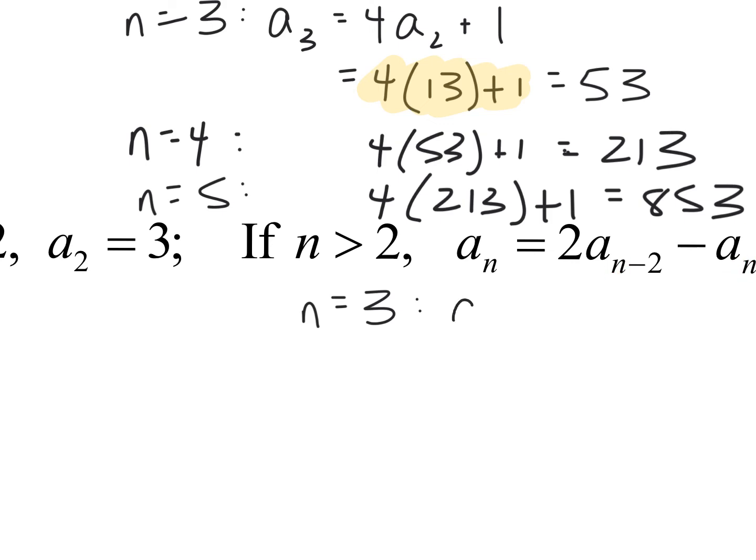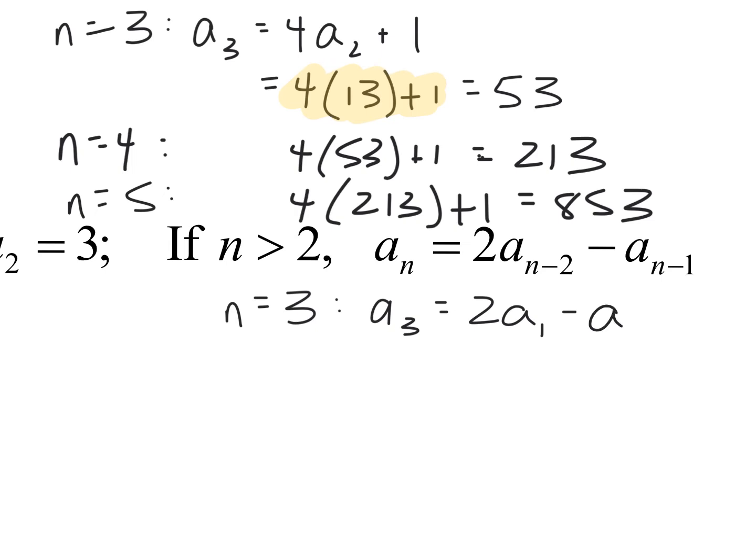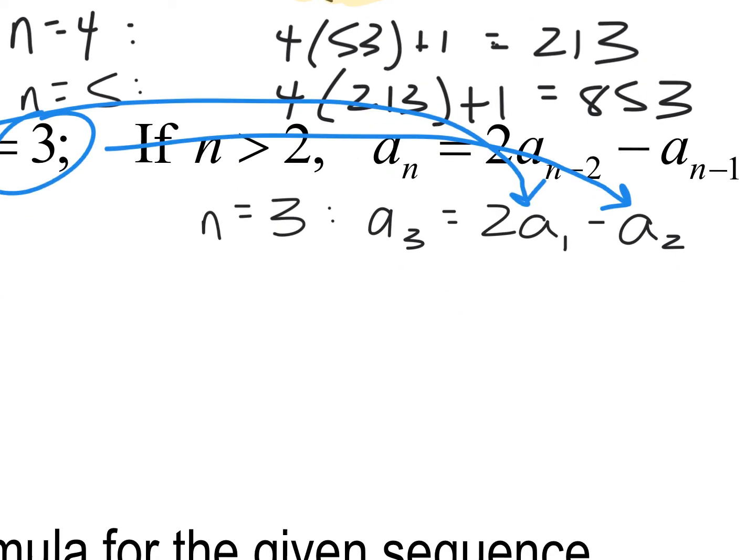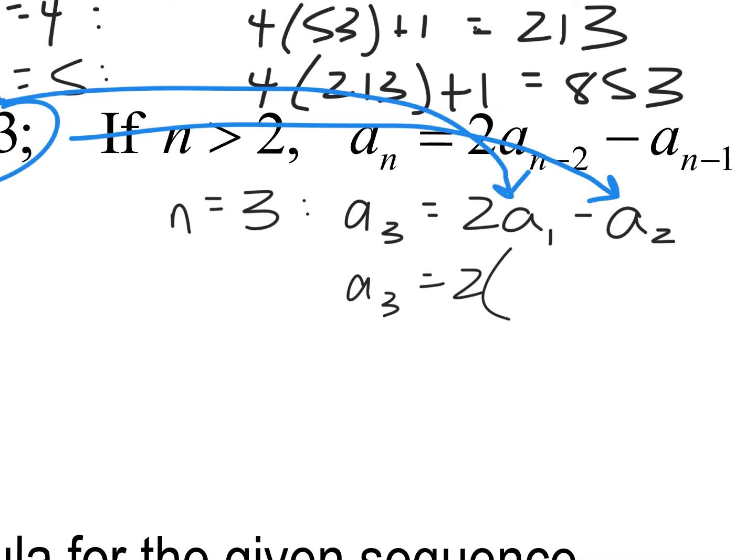So that means the third term, a sub 3, equals 2 times a sub 3 minus 2, which is a sub 1, minus a sub 3 minus 1, which is a sub 2. Okay? This is weird. That is why, because I have 2 unknowns, that they gave me all of this info. So the 2 goes here, 3 goes here. Let's see what this looks like. A sub 3 equals 2 times 2 minus 3, which is 1. That means the third term is 1.